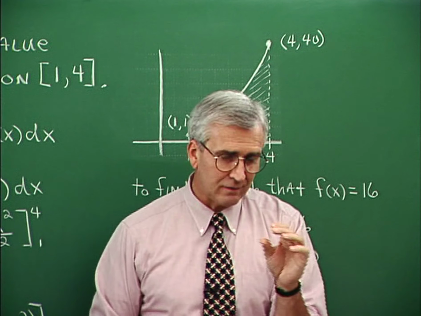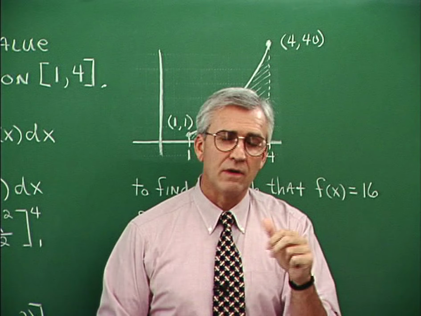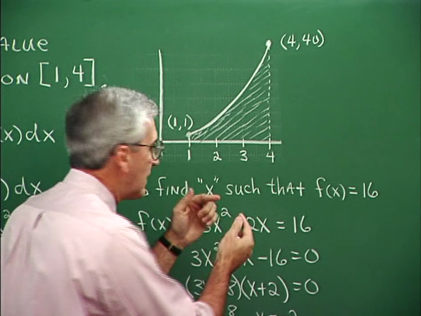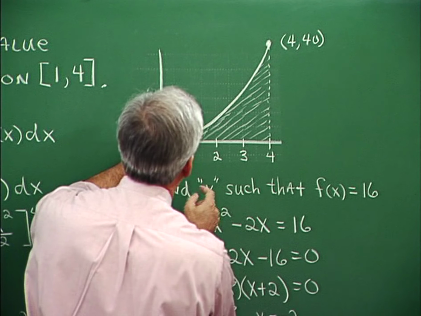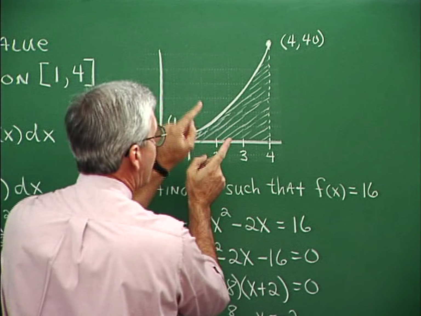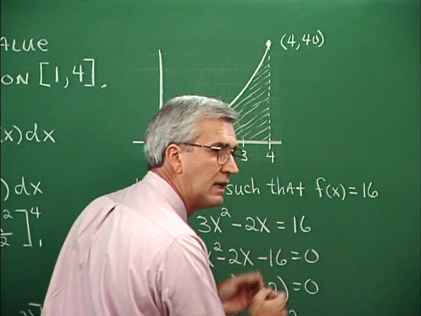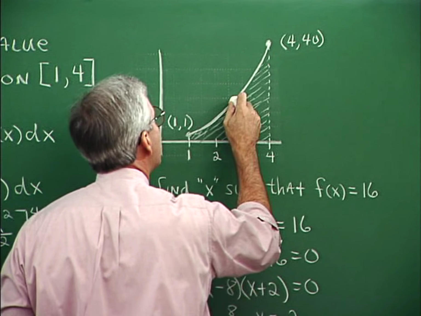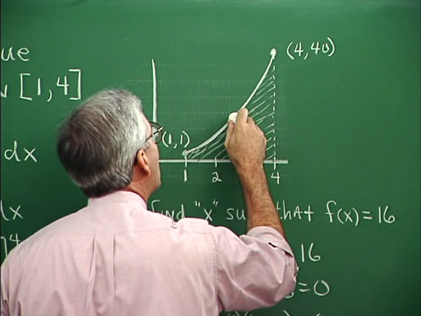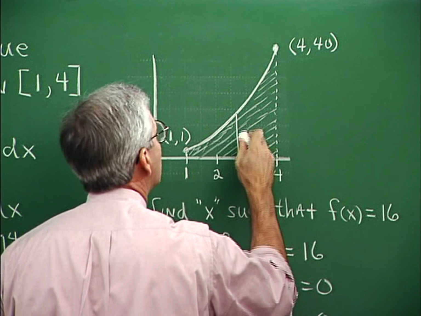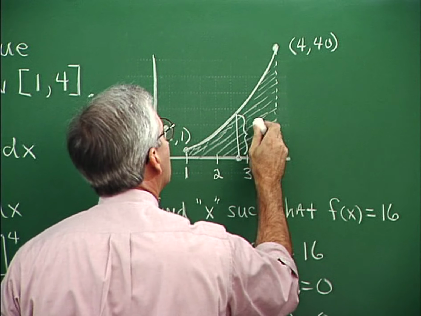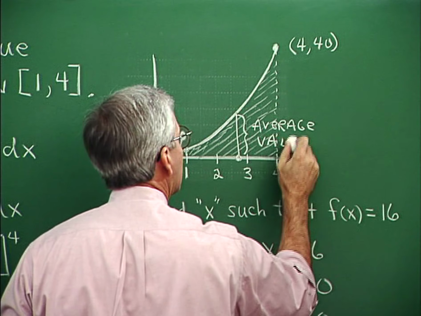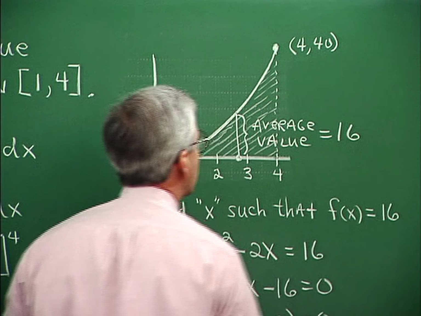since by the intermediate value theorem, within this interval, f of x is going to take on every value between 1 and 40. And it's going to take on that very special value that is 16. That is the average value of the function throughout the interval. So at some point, a point maybe right in here, let's say, we have f of that point is 16. So this then is average value. And it is 16 for this problem.